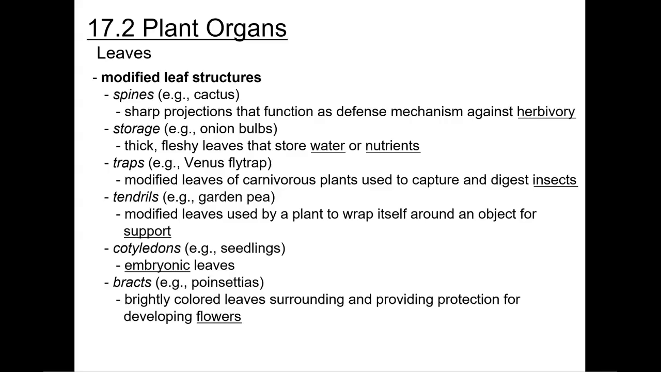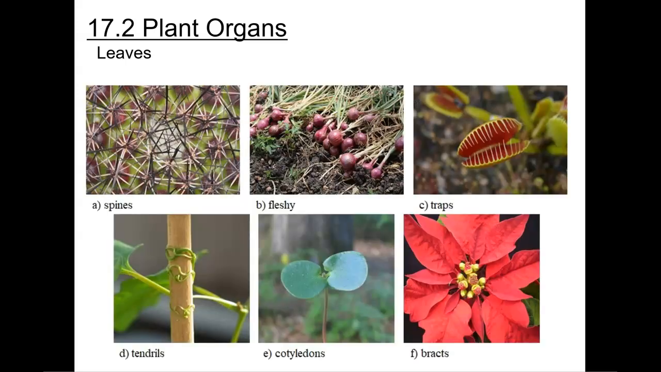Cotyledons are going to be seedlings. These are going to be your embryonic leaves, the first leaves to come out. Bracts are going to be like in poinsettias. They're brightly colored leaves that surround and provide protection for a developing flower. And so here are your examples of each of those. I'll give you a second to look at them.